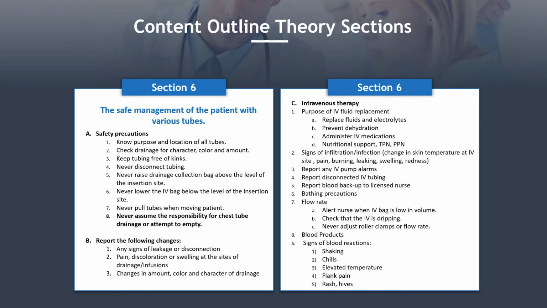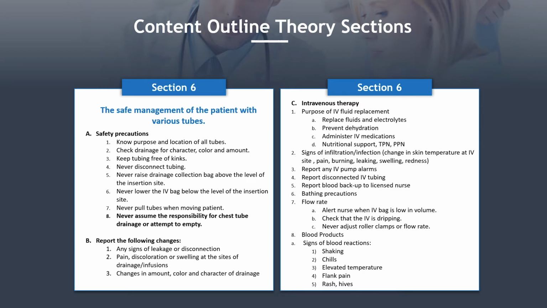Section 6. The safe management of the patient with various tubes. A. Safety precautions. Know purpose and location of all tubes. Check drainage for character, color, and amount. Keep tubing free of kinks. Never disconnect tubing. Never raise drainage collection bag above the level of the insertion site. Never lower the IV bag below the level of the insertion site. Never pull tubes when moving patient. Never assume the responsibility for chest tube drainage or attempt to empty.